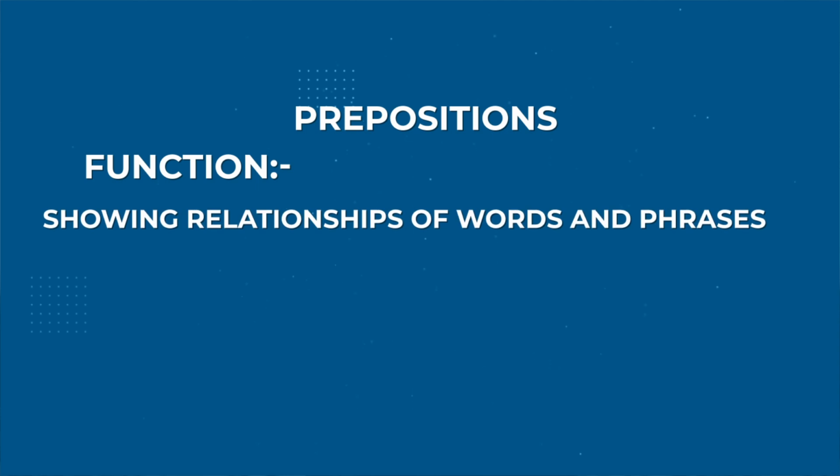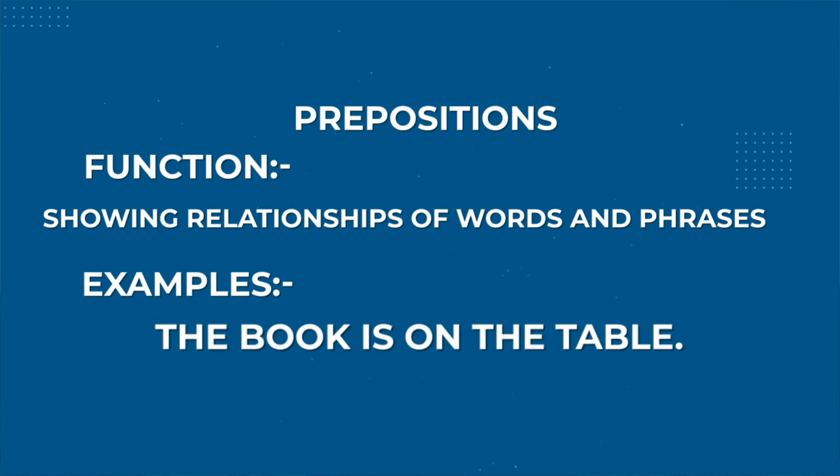Come to the next part of speech, and which is prepositions. What are they? Prepositions, they are always considered as a very easy topic to study, but in reality they are very important to understand the relationship of words and phrases. For example, the book is on the table. Here the word on shows the location of the book, and where is it? It is on the table.